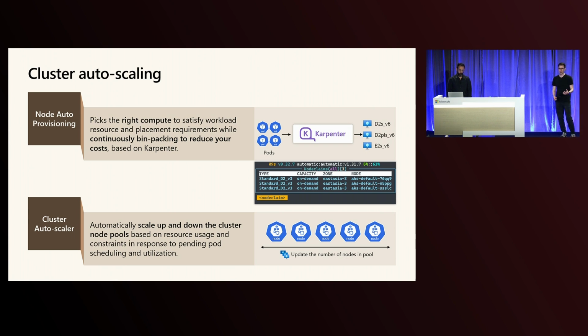There's also cluster autoscaler, which is another option to scale your cluster. This is the more standard cluster autoscaler that's been around in Kubernetes forever. It automatically scales your cluster up and down and creates those nodes based on resource usage and constraints in response to pending pods. So both of these enable your cluster to scale with application demand, so you don't have to worry about manually creating those nodes.